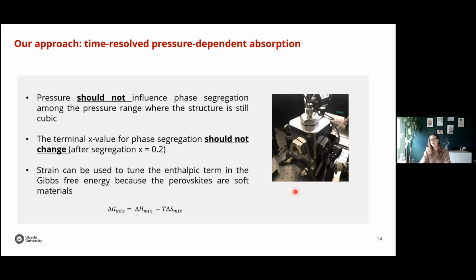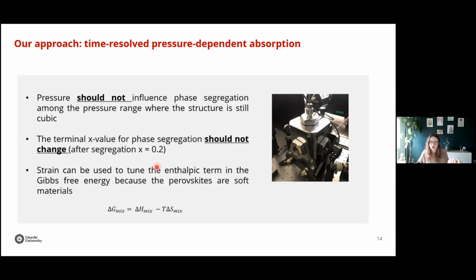So the reason why we pick the pressure and this particular system is that if we start from a composition like 50% bromide and 50% iodide, which is cubic, the pressure range that we look at is a pressure range where we do not have any phase transition. So in principle, if the problem is really the phase transition, then we should not see any difference with pressure, because it's still cubic, so it should still segregate.